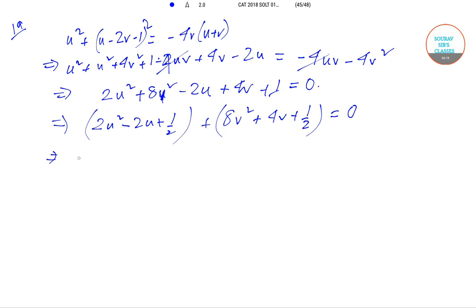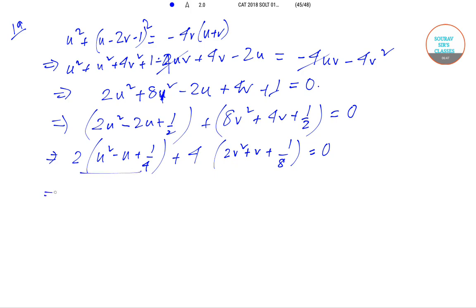Now we'll try to break this down. This will be 2 into u square minus u plus 1 by 4, plus if we take 4 common over here, 2v square plus v plus 1 by 8, will be equal to 0. So now this entire structure is equal to 2 into u minus 1 by 2 whole square.